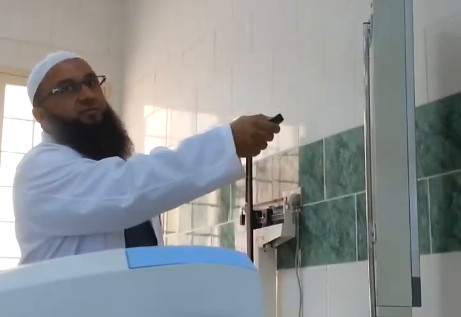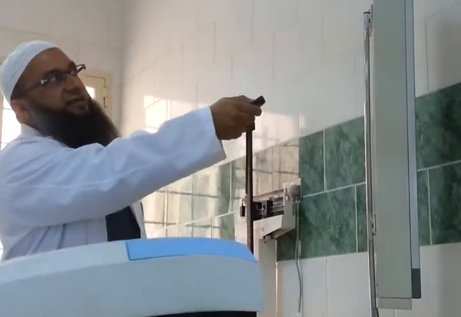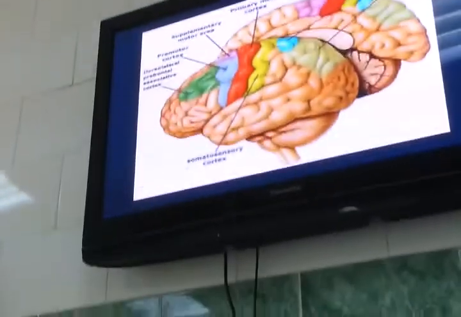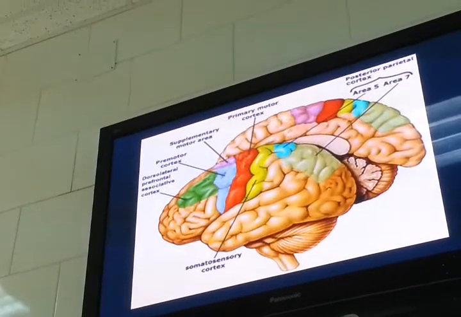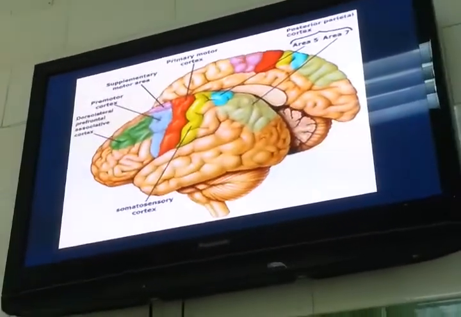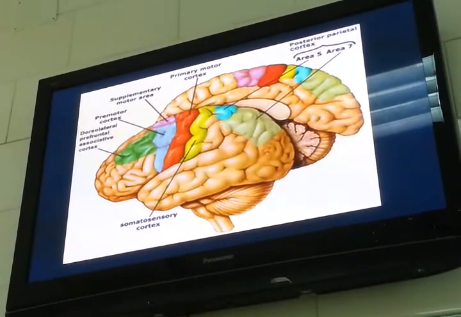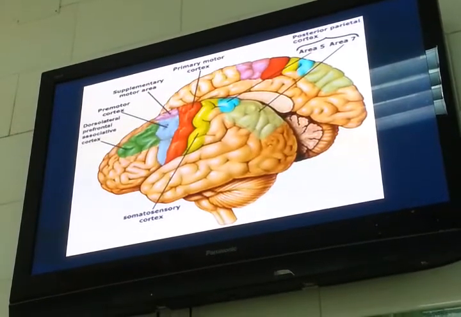And this posterior. Okay, now these are the sensory areas. Now this motor area is divided into three parts. Motor cortex is divided into three main parts. One is called primary motor cortex. Second, premotor cortex, premotor area, and third, supplementary motor area.